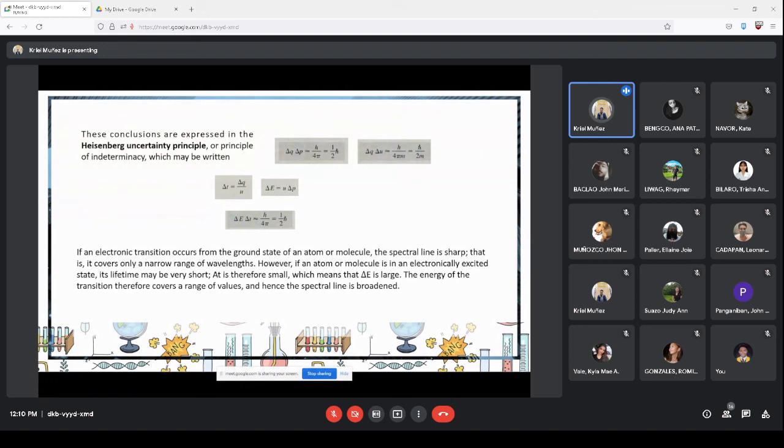So the reason behind that is that there is this uncertainty in the simultaneous calculation for the change in energy and change in time. Also, that is also true for the change in position and the change in momentum.